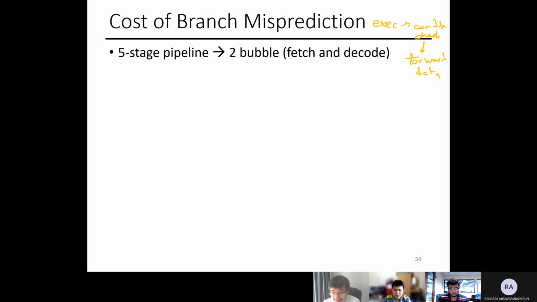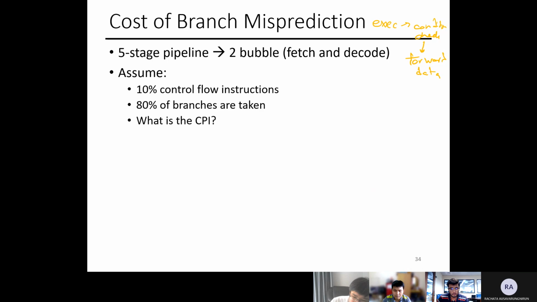If you're in the execute stage and you're trying to forward the data over, it means that nothing can be fetched and nothing can be decoded, right? So you're losing 2 cycles per misprediction. So let's assume you have 10% control flow and 80% of branches are taken, and we always do always not taken. What's the cycles per instruction over here? I will do this one, you do the next one.